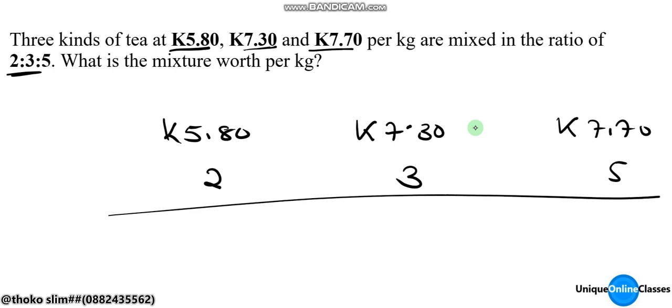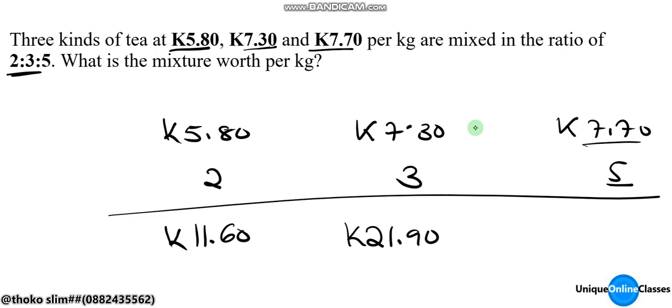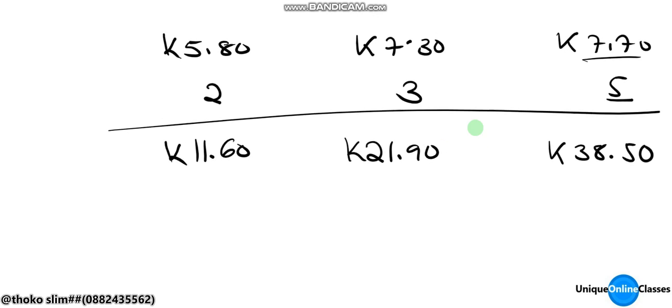So we need to find the cost of each one. 2 times that one is 11 kwacha 60. And this one, 3 times 7.30 should be 21 kwacha 90 tambala. And 5 times 7 kwacha 70 tambala is 38 kwacha 50 tambala. That's the cost of each type.